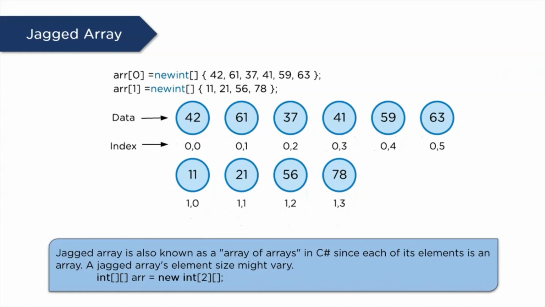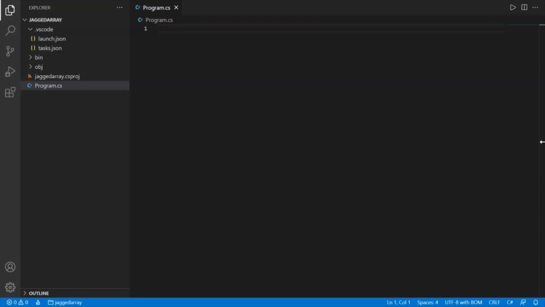Next, let's discuss jagged array. In C Sharp, a jagged array is referred to as an array of arrays. Since each of its elements is an individual array, a jagged array's elements might be of various sizes. Now, let's try to implement a program in the code editor to get to know it better. Let's start with a standard syntax.